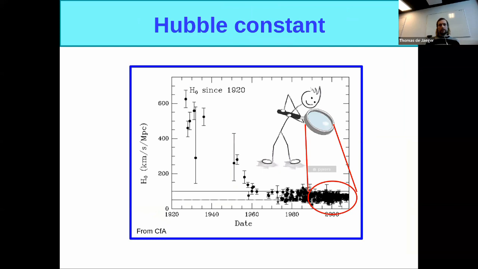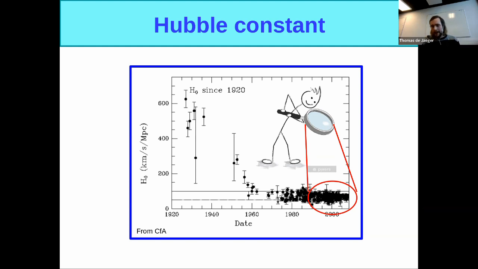So this is the evolution of H0 with the date. I remember we start here with Hubble, and then with Lemaitre, and we decrease, and now we are mostly around between 50 and 100 kilometers per second per megaparsec. Sorry. So everything looks nice. We did a lot of improvement with time.